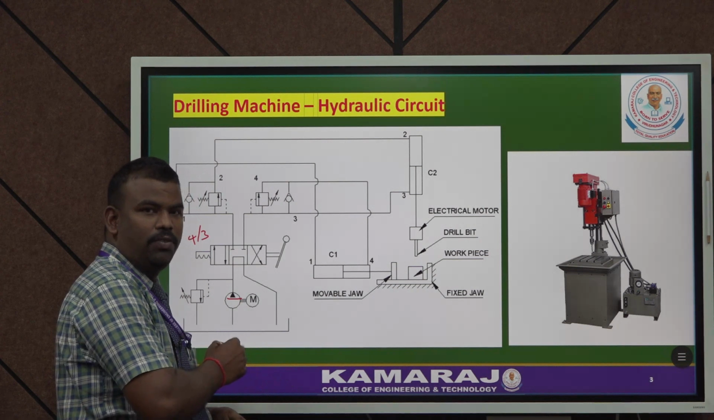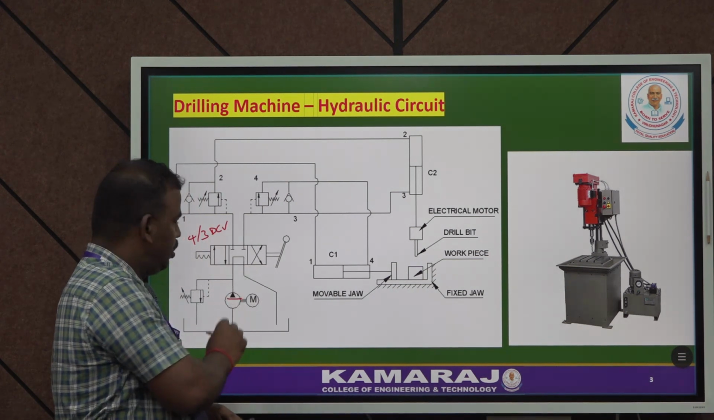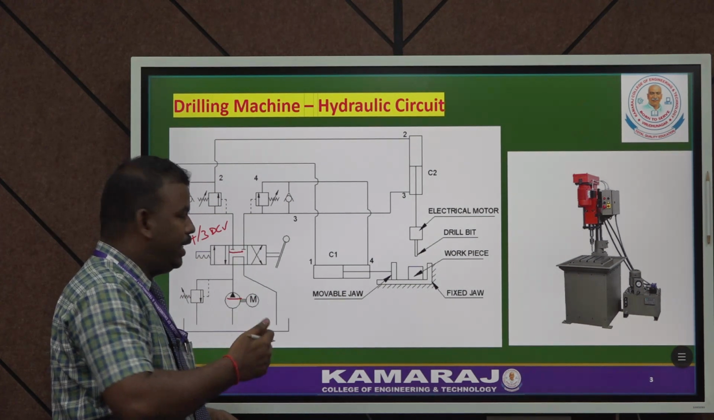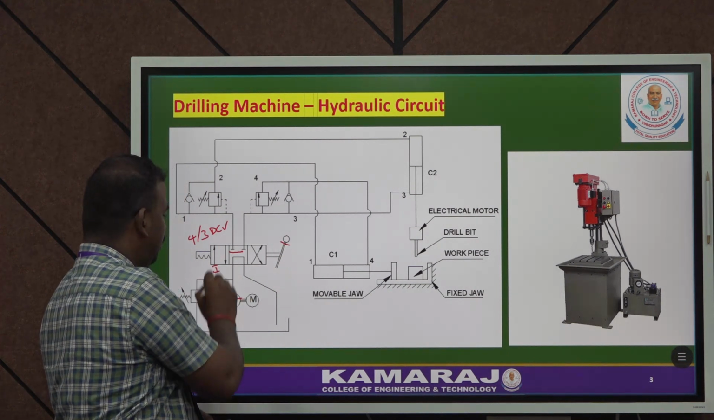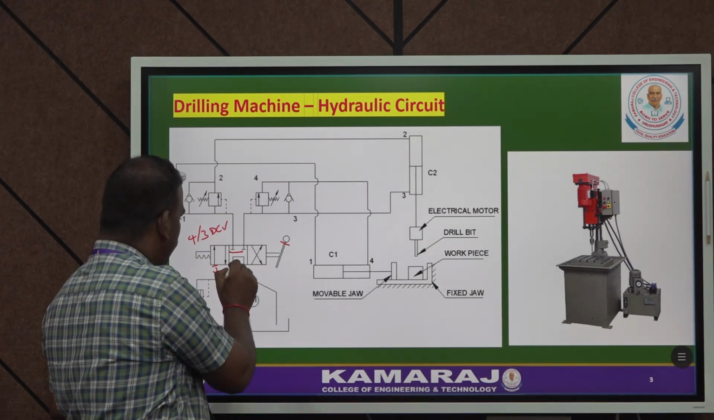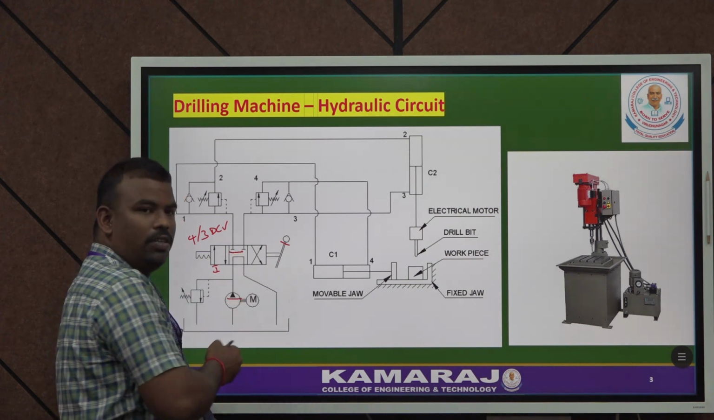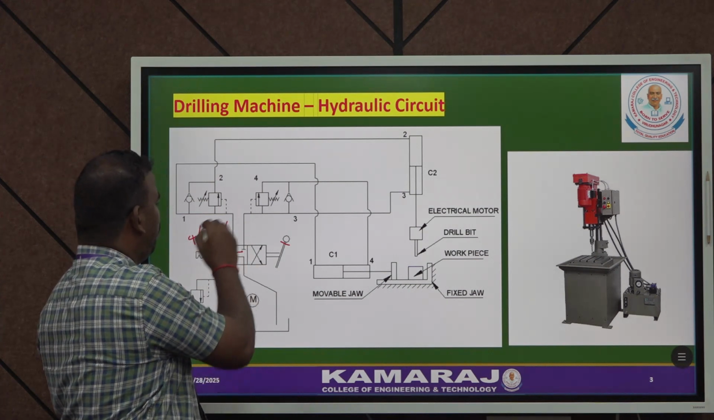The pressurized oil flows into the middle portion of the 4x3 DC valve, where the middle portion is in blocked condition. Now we pull the lever, so the first portion is actuated. So the oil directly goes to the flow passage line.